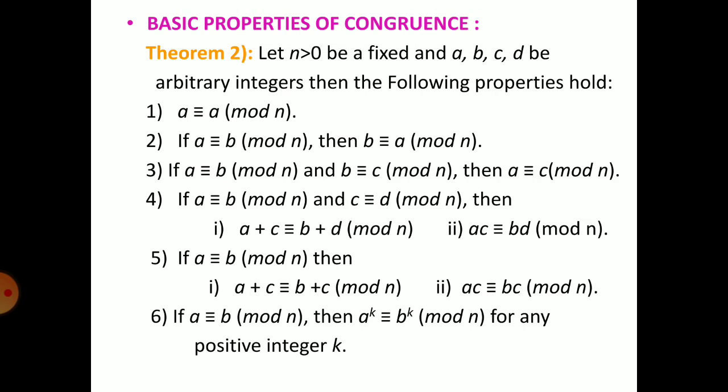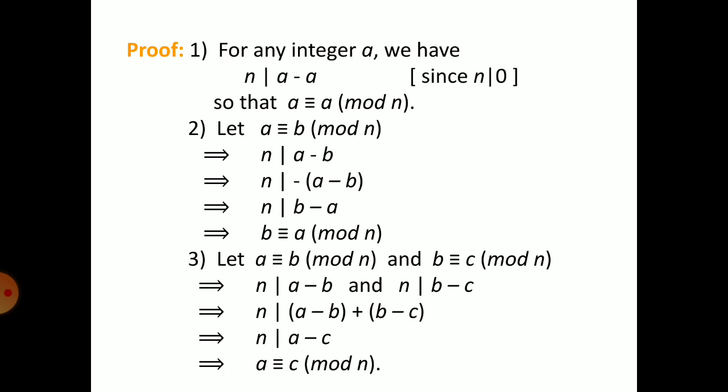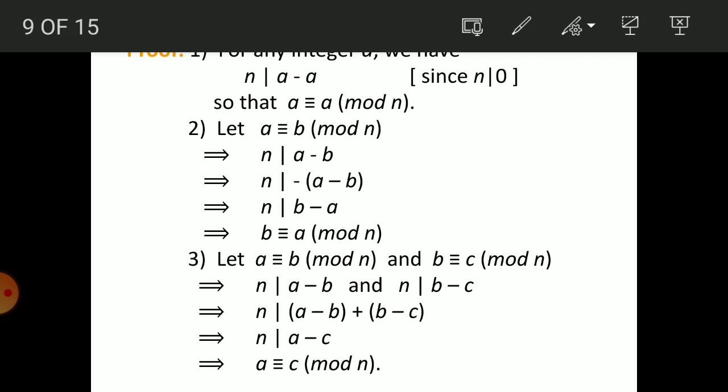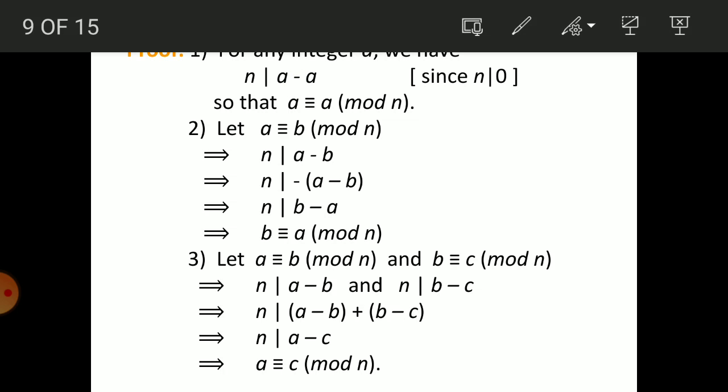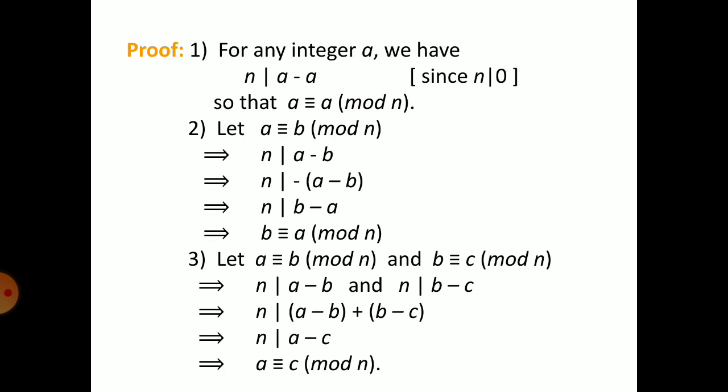Now, in the first case, we have to prove that every integer is congruent to itself. Now, proof of first. In first, we have to prove that a is congruent to a mod n. But we know that n divides 0. 0 can be written as a minus a. Means n divides a minus a. n divides a minus a means a is congruent to a mod n. That means every integer is congruent to itself.